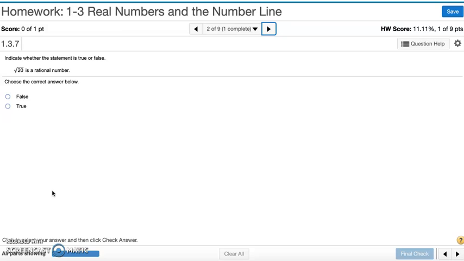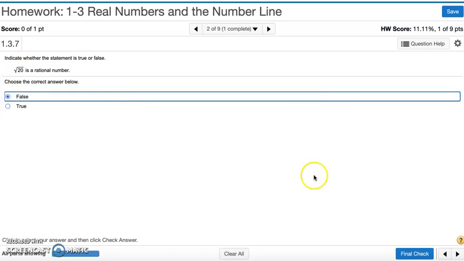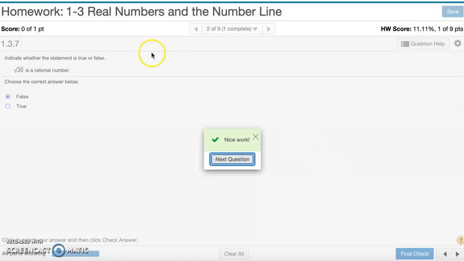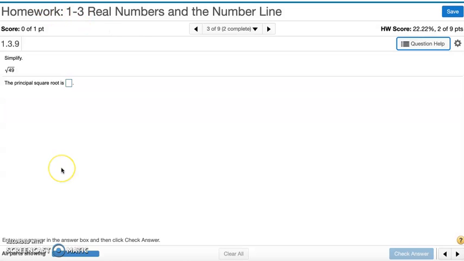Number 2. Indicate whether the statement is true or false. Square root of 20 is a rational number. That would be false because you cannot take the square root of that nicely and get a whole number, like saying the square root of 25 is 5. So we're going to say false because we can't do that with the square root of 20. And that's number 2.